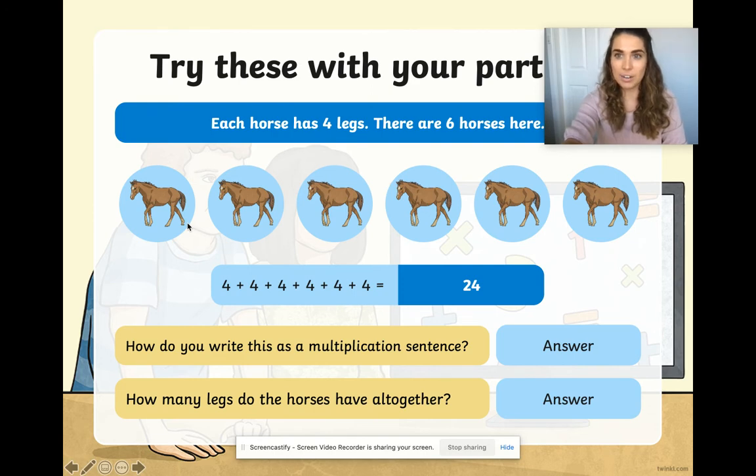To count quicker, I could count in groups of 2 because I can see they're grouped together nicely in 2s. 2, 4, 6, 8, 10, 12, count with me, 14, 16, 18, 20, 22, 24.